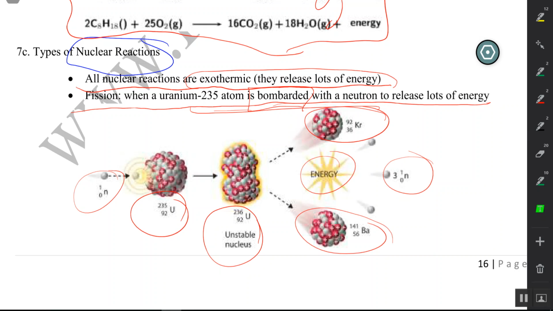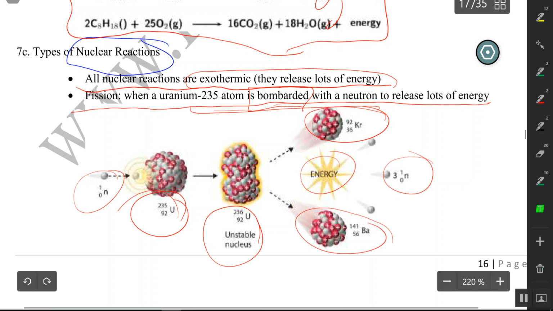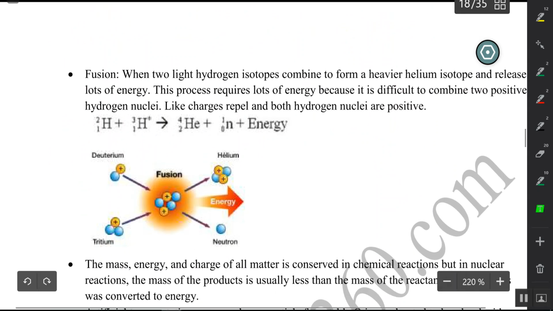You create this, therefore this will be considered artificial transmutation because you started with uranium and you ended with krypton and barium. So it's transmutation because you changed. Mutation means changing. So you changed uranium to krypton and barium. Artificial because you caused that to happen. It did not happen by itself. Uranium was bombarded with a neutron.